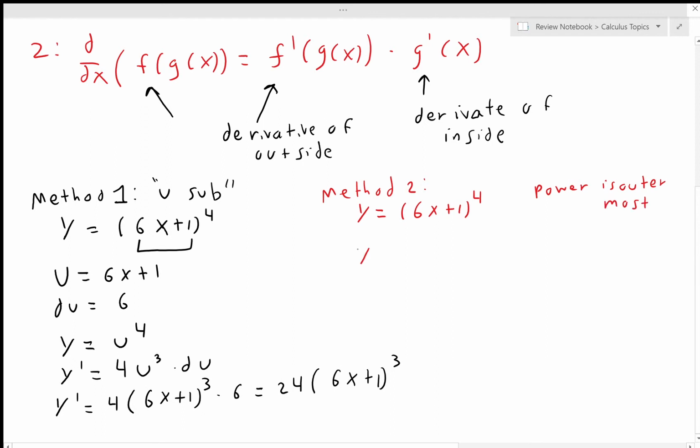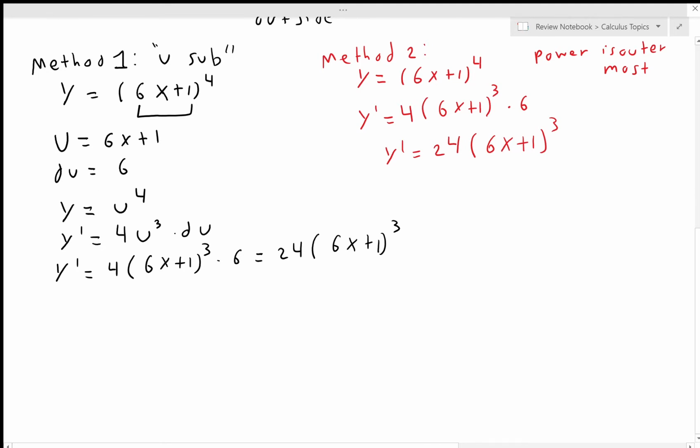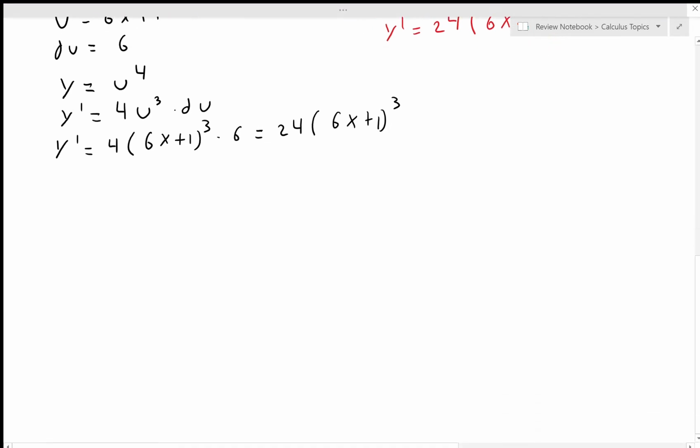So with that, y prime would be, so we'd do the power rule first, 4 times the quantity 6x plus 1 to the 3rd. And then we use this and then multiply it by the derivative of the inside, which equals 6. So we see here it matches up. The derivative is 24 times the quantity of 6x plus 1 to the 3rd. So method 2 in this case was a little easier, but method 1 could kind of help you start to understand how to use method 2. So that's a power one. Let's move on to trigonometry.